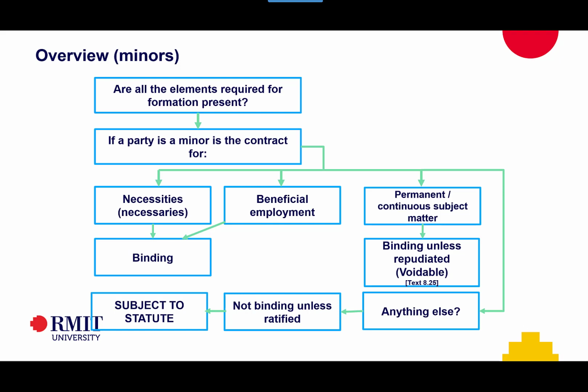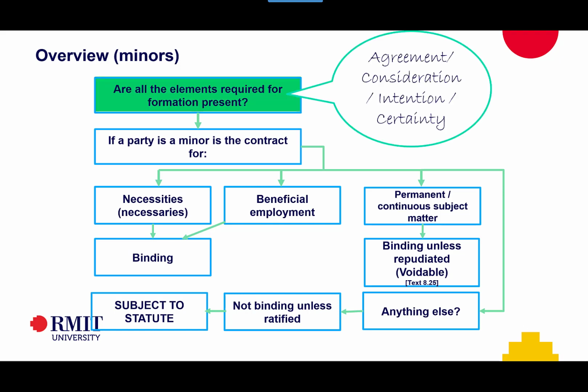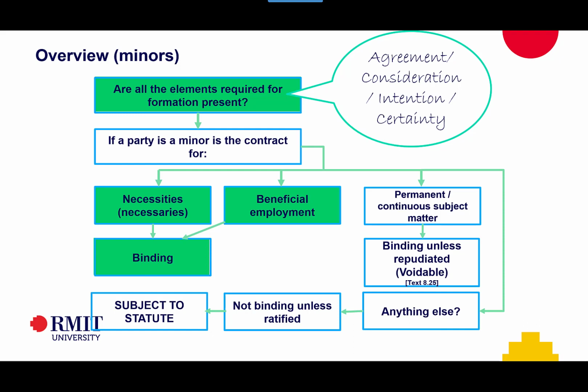If a party is a minor, you've got to think about what the contract is for. Is it for necessaries? If it is, it'll be binding on the minor and you don't really have to worry. So your job there will be to determine whether or not it's a necessary. Is it a contract for beneficial employment? If it is, it'll be binding on the minor and you can stop at that point. Does it have permanent or continuous subject matter? I'll talk about what each of these things are. If it is, then it's binding unless it's repudiated, so it's voidable.